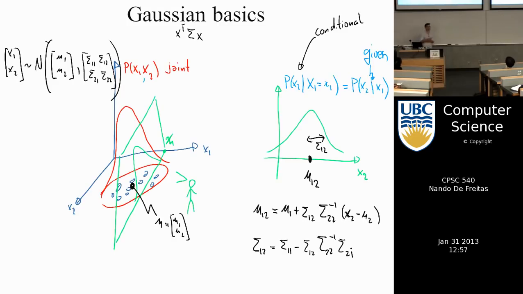What's important is for you to accept that such a theorem exists and to understand what the theorem does for you. The theorem simply allows you to go from a joint distribution to a conditional distribution. So if I tell you this is the covariance of the joint, this is the mean of the joint, and ask you what's the conditional, you should be able to just apply those two equations to tell me what the conditional is. That's the value of the theorem.